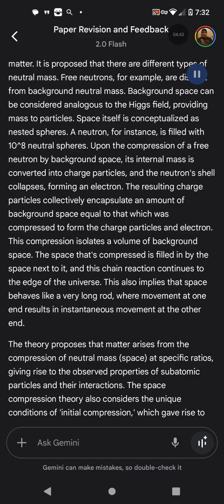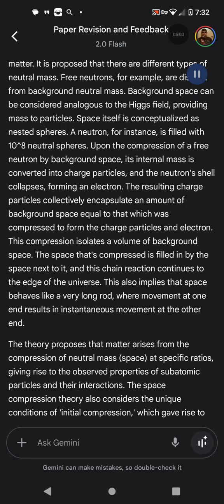The theory proposes that matter arises from the compression of neutral mass, space, at specific ratios, giving rise to the observed properties of subatomic particles and their interactions. The space compression theory also considers the unique conditions of, quote, initial compression, which gave rise to the first particles in the universe.